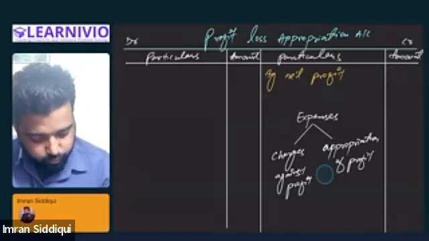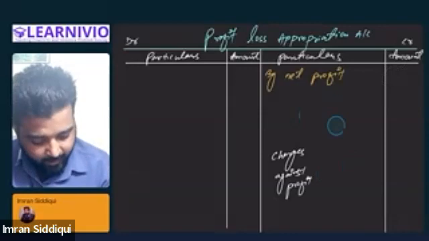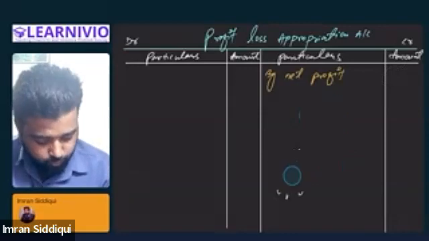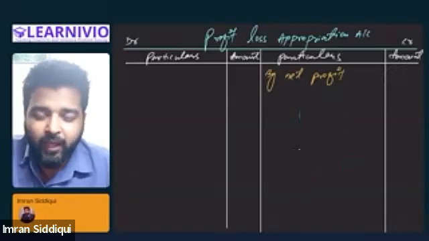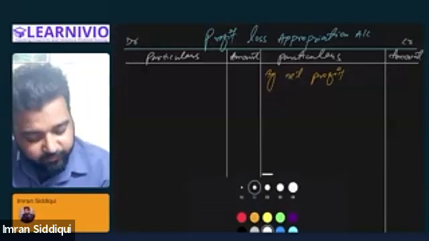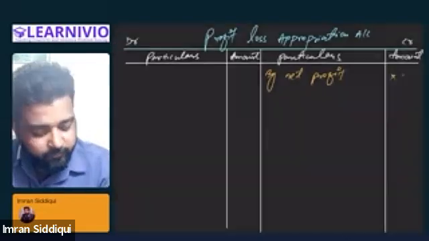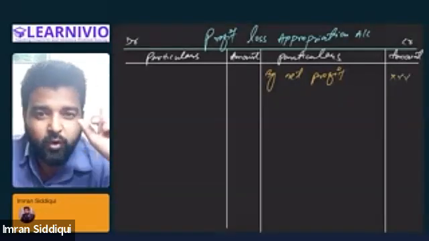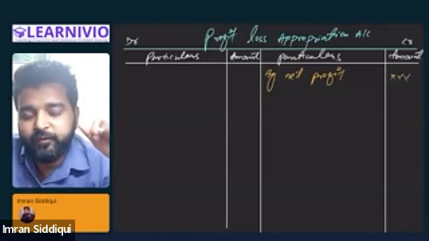So do we have to subtract the appropriation of profit? The answer is no. You don't have to subtract the appropriation of profit before writing the net profit here. You just have to ensure that whatever net profit you are writing here, you must have subtracted all the expenses which are treated as charges against profit.